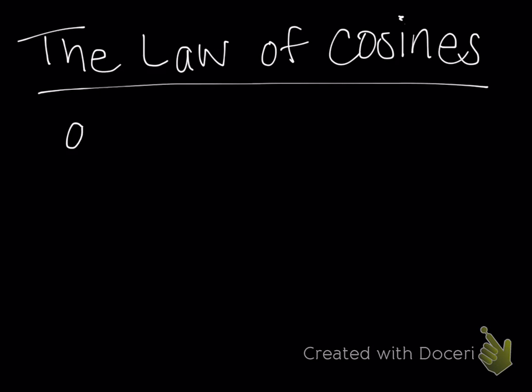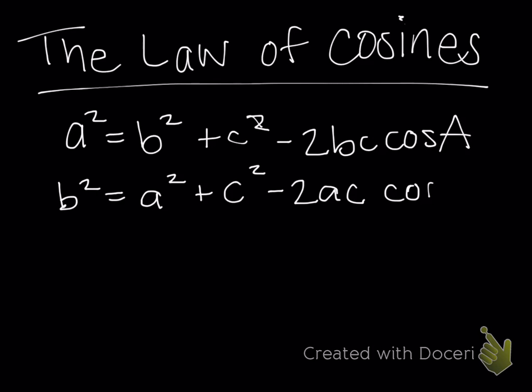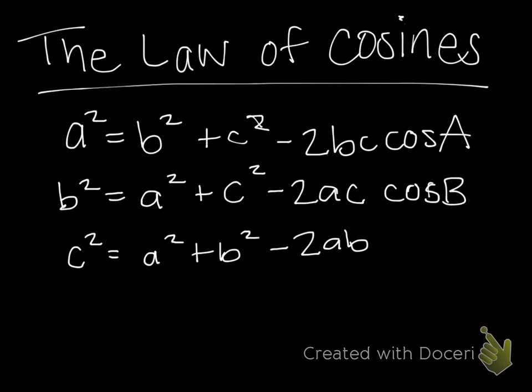The first one is a squared equals b squared plus c squared minus 2bc cosine of angle A. The next one is b squared equals a squared plus c squared minus 2ac times cosine of angle B. And the third one is c squared equals a squared plus b squared minus 2ab times cosine of angle C.